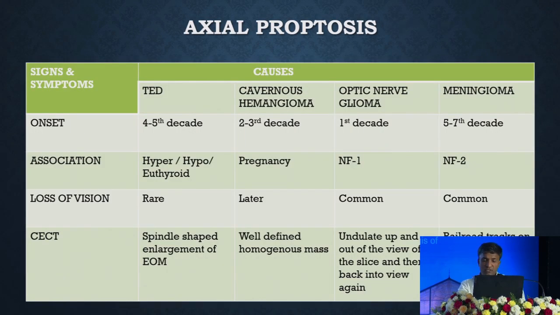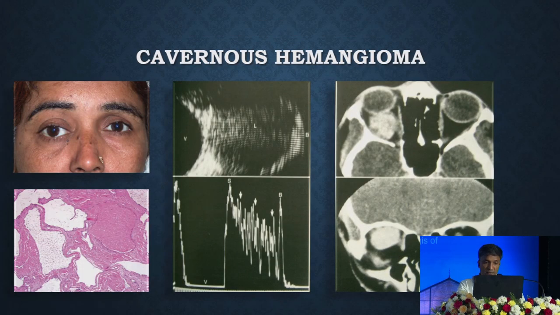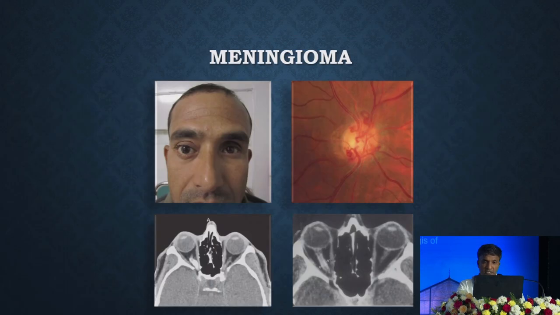And axial proptosis, you should know the differentials are thyroid disease, cavernous hemangioma, and anything which is within the optic nerve. Tumors can give rise to axial proptosis. These are some of the examples and the clinical pictures.